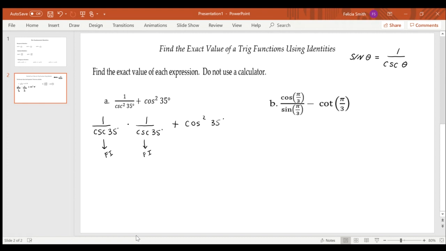So I can rewrite each of these fractions as sine of 35 degrees. And keep in mind that's the same thing as sine squared of 35 degrees if I multiply them together. Now I'm going to go ahead and copy down the rest of the problem here. I'm adding my cosine squared of 35 degrees.